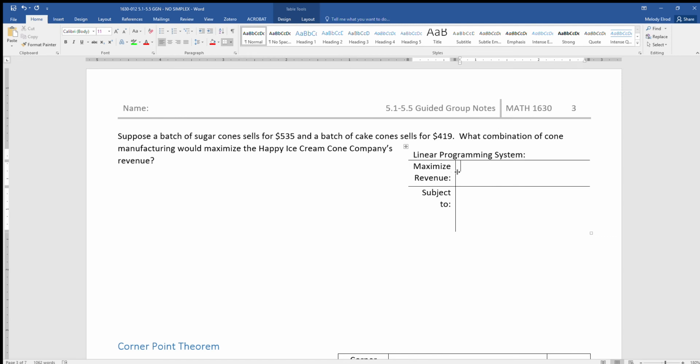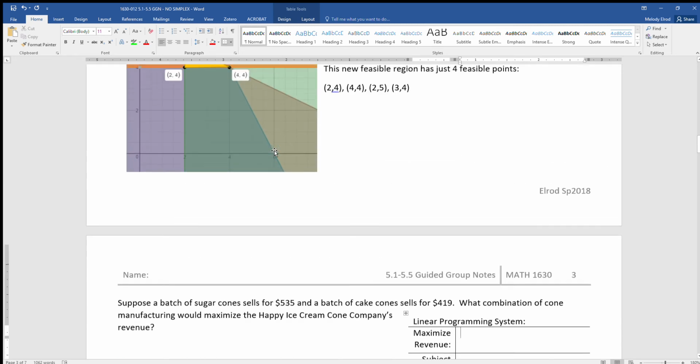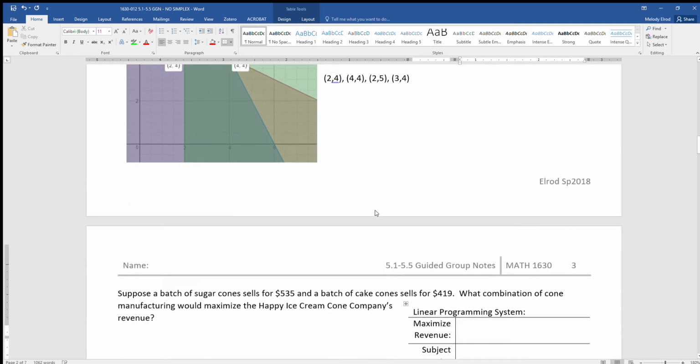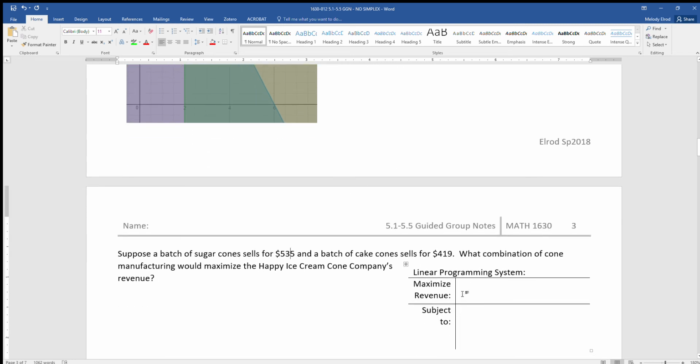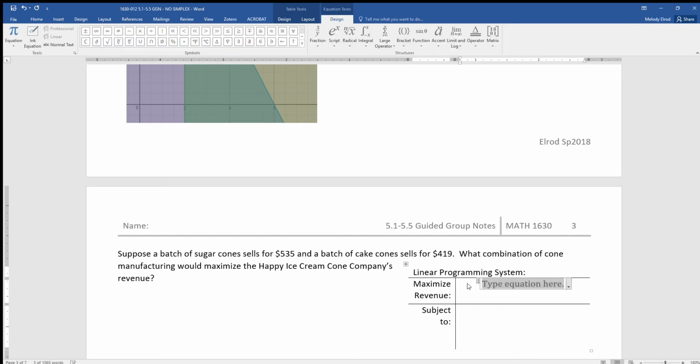we need to come up with some kind of formula for the revenue, right? We could take each of these points back here and we could plug them in and say, 2 times 419 plus 4 times 535, right? We could do that and we could figure out what's going on. So at this point, we've gotten to a system that looks like this. Now, we don't need to write this out to solve this problem, but being able to write this out on a regular basis is going to be really helpful later in the chapter, so I'm just going to go ahead and do it.